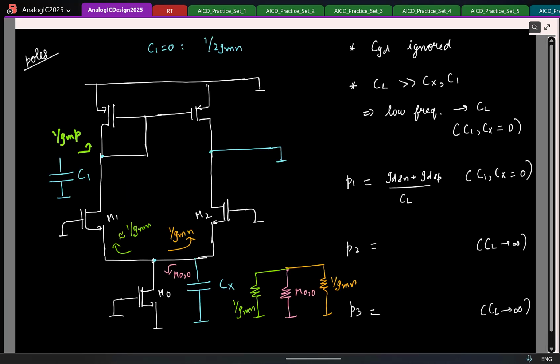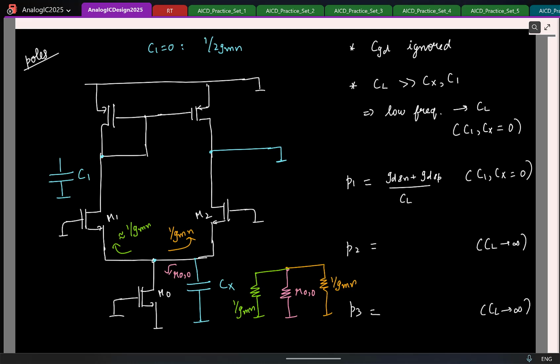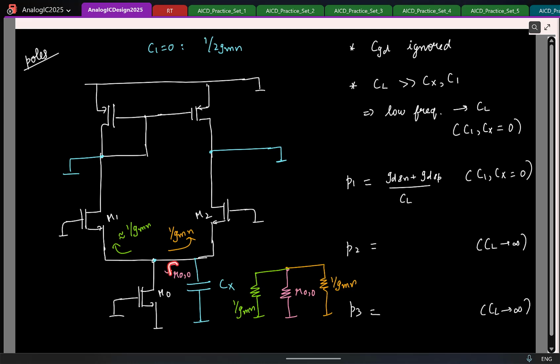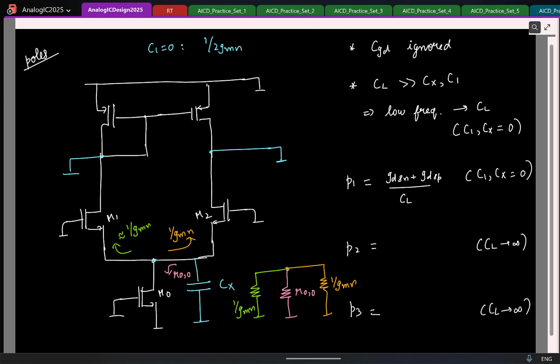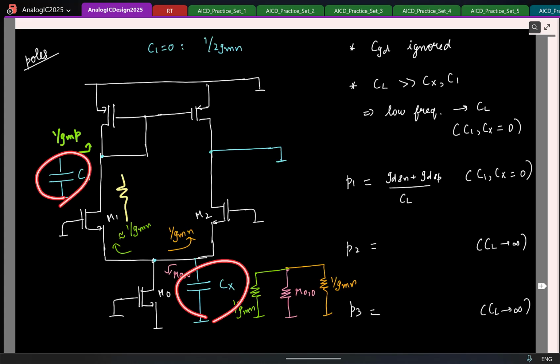So now let me consider C1 to be shorted. Now tell me, will the looking-in resistance down change? I am looking into the drain of M0, that's still R naught. What about the resistance looking to the right side here? That is also 1 by Gm. What is the resistance looking here? That is also 1 by Gm, because here also the drain is shorted. So the resistance is the same whether C1 is open or short circuit. So the capacitors C1 and Cx are uncoupled. That makes our life simpler.